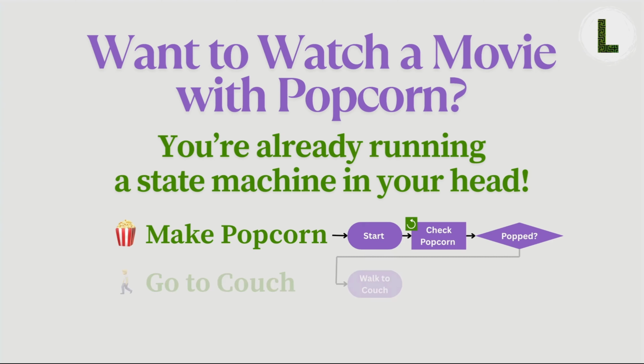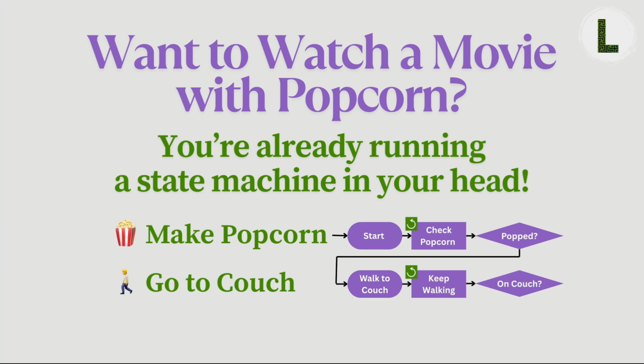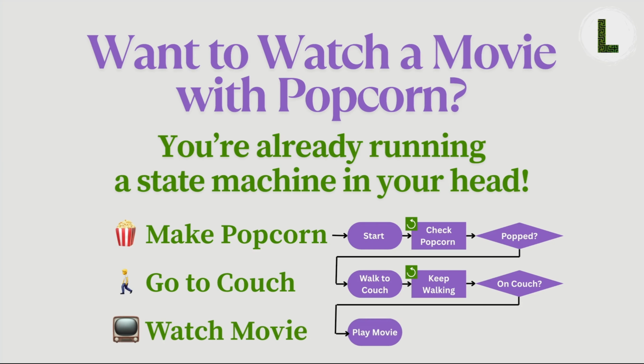Next step, go to the living room. Carry the popcorn and walk to the movie room. Once you're near the couch, sit down. Next step, watch the movie. Press play. When it ends, turn off the TV. Even though this feels automatic to you, it's actually a clear algorithm, a sequence of steps where you're always in one state at a time, doing a task until it is done, then moving on to the next state.